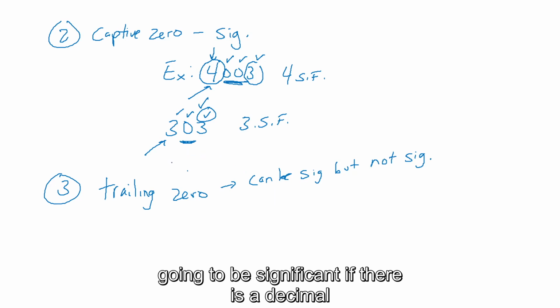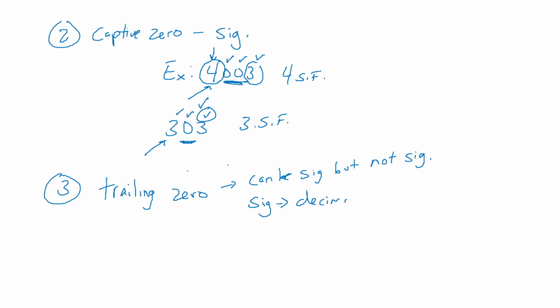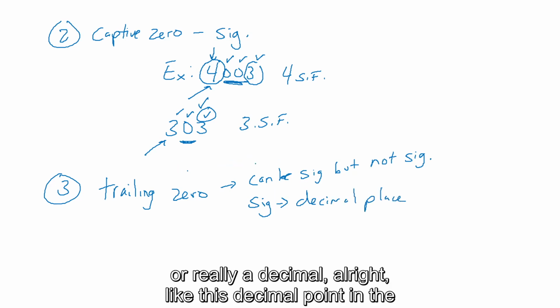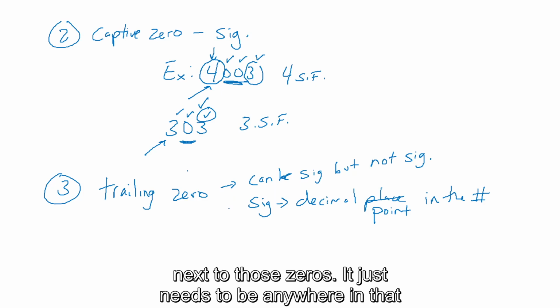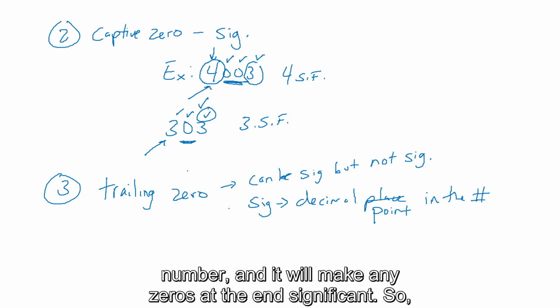So it is going to be significant if there is a decimal place, or really a decimal, all right, like this decimal point in the number. Now, this decimal point in the number doesn't need to be next to those zeros. It just needs to be anywhere in that number, and it will make any zeros at the end significant.